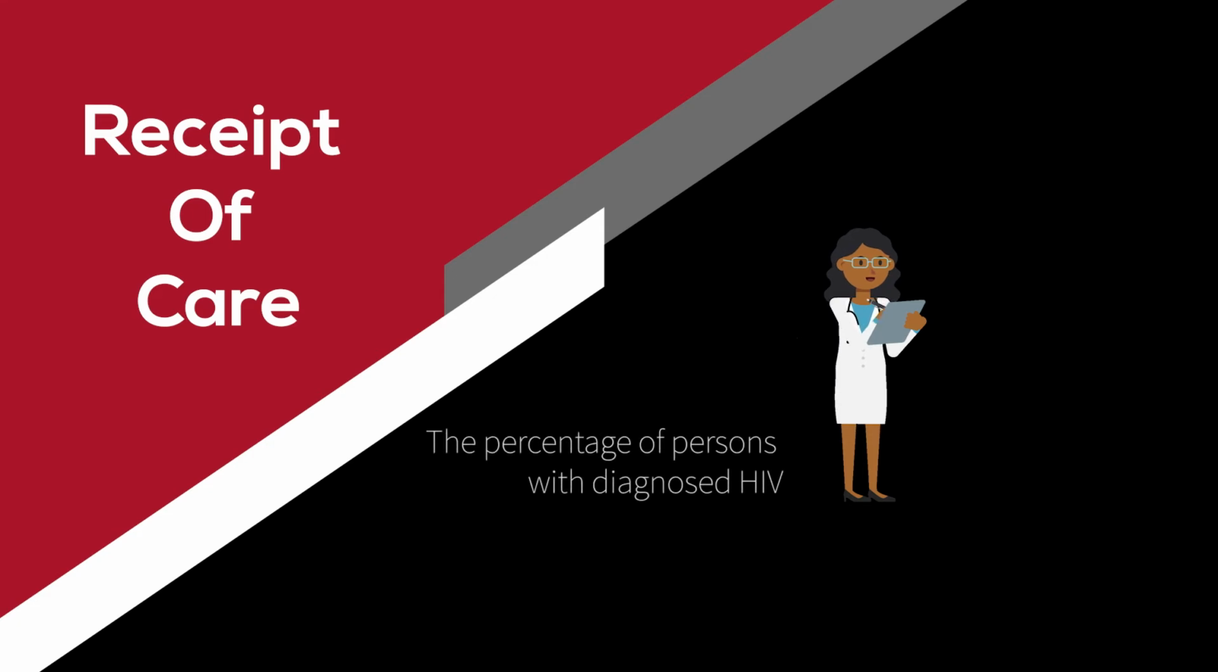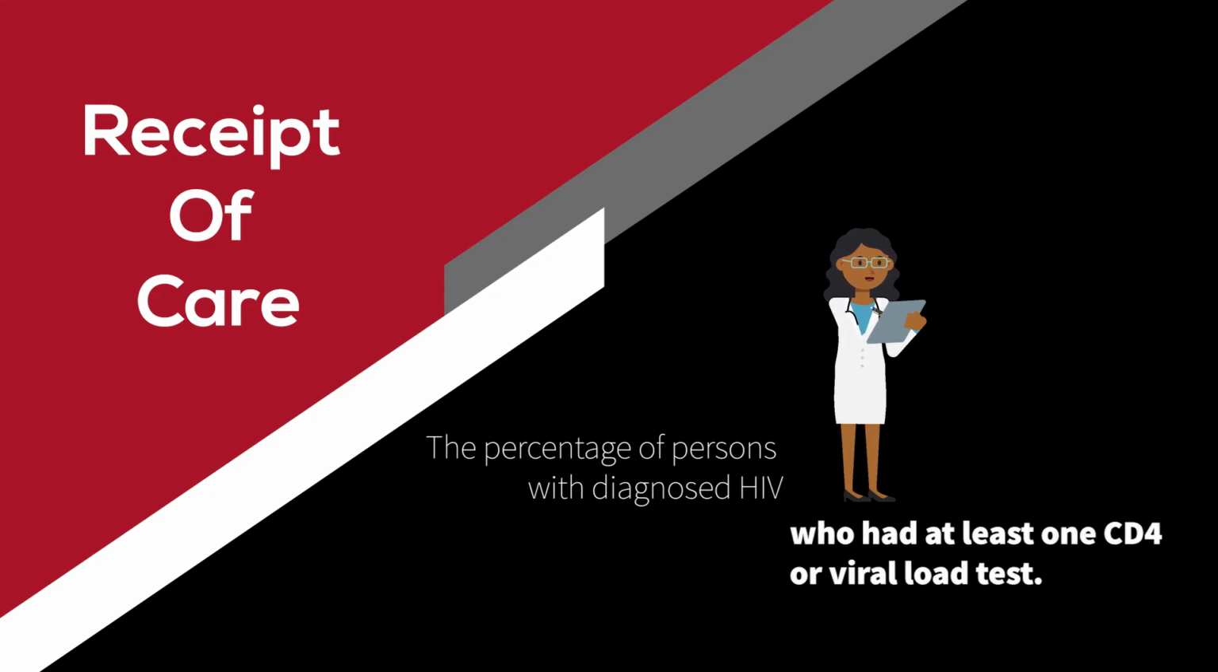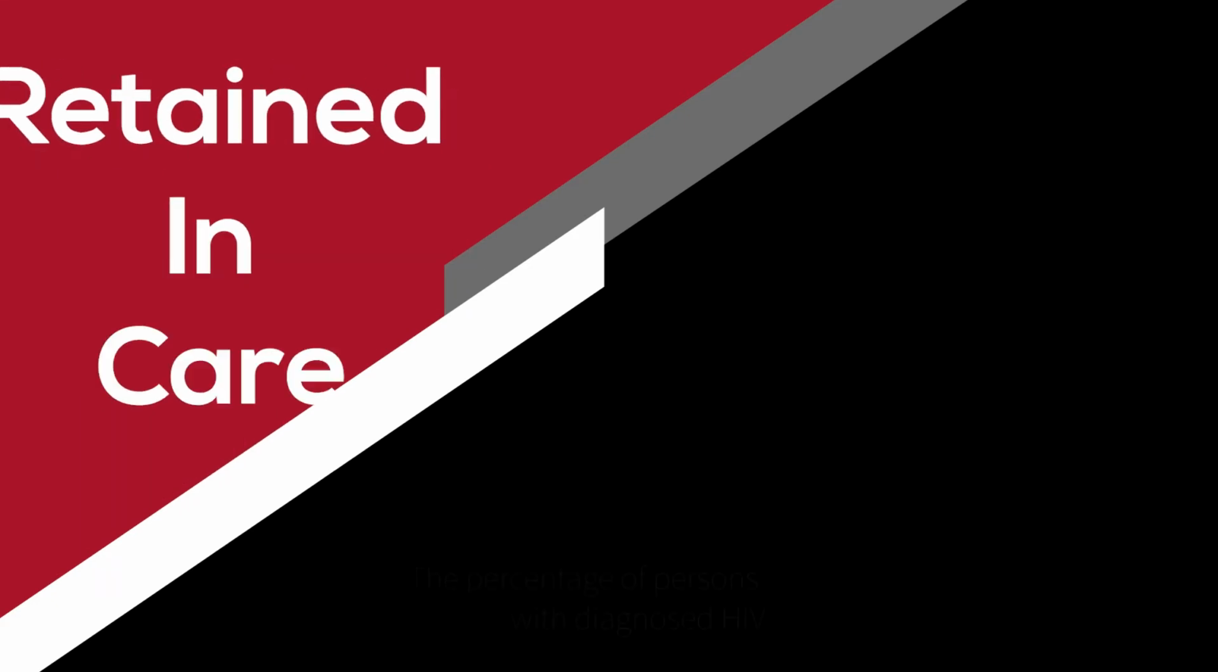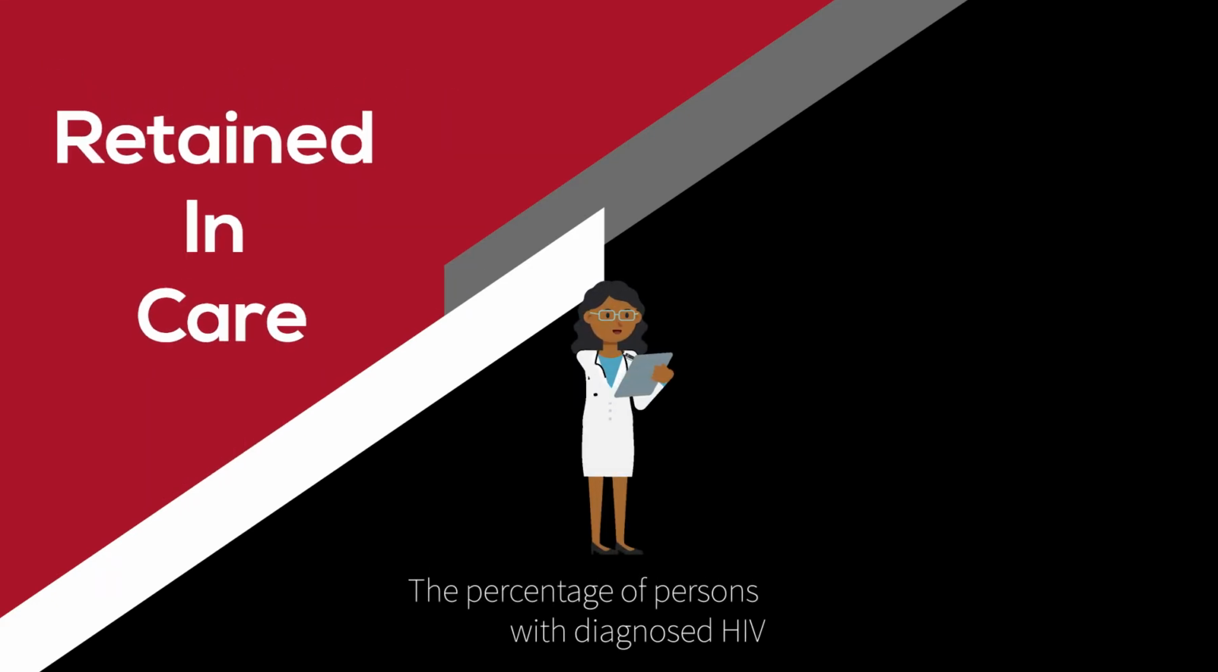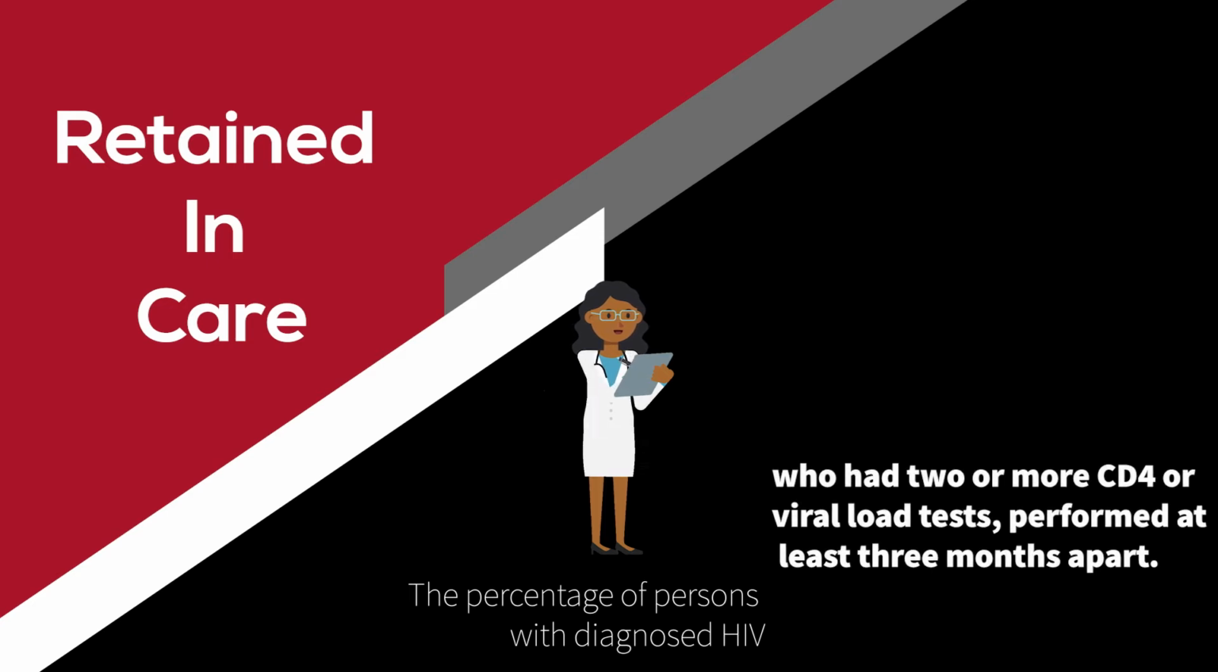Receipt of care. Receipt of care is measured as the percentage of persons with diagnosed HIV who had at least one CD4 or viral load test. Retained in care. Retained in care is measured as the percentage of persons with diagnosed HIV who had two or more CD4 or viral load tests performed at least 3 months apart.